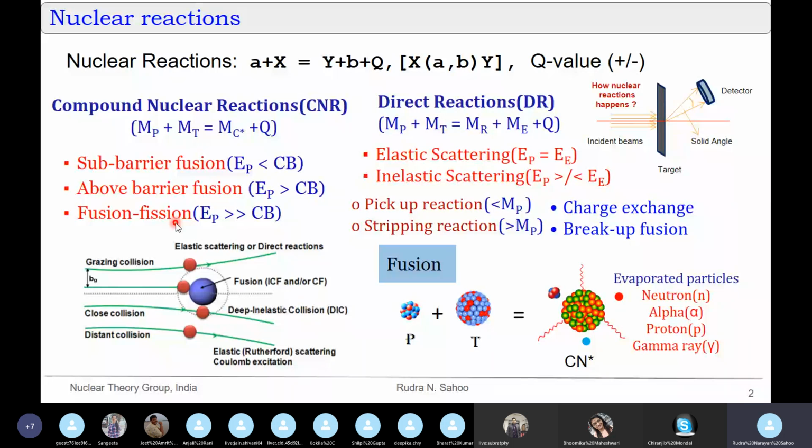That means the projectile completely fuses with the target. Then, since it cannot sustain the input angular momentum and energy, it suddenly divides into two parts. Barrier means, since we are dealing with two heavy ions, these heavy ions are highly positively charged. And when these two particles come towards each other, there will be a Coulomb repulsion. That is called the Coulomb barrier.